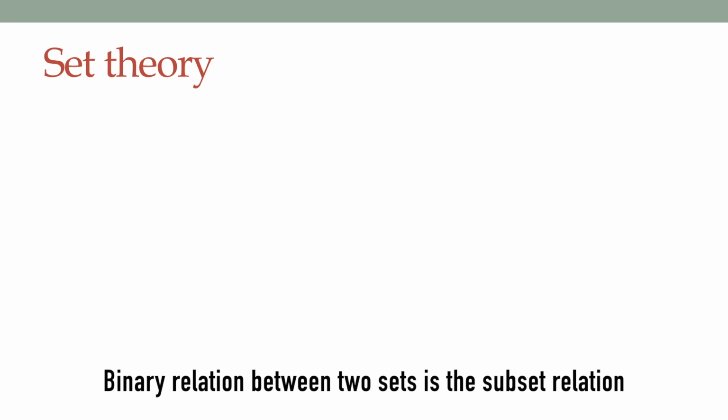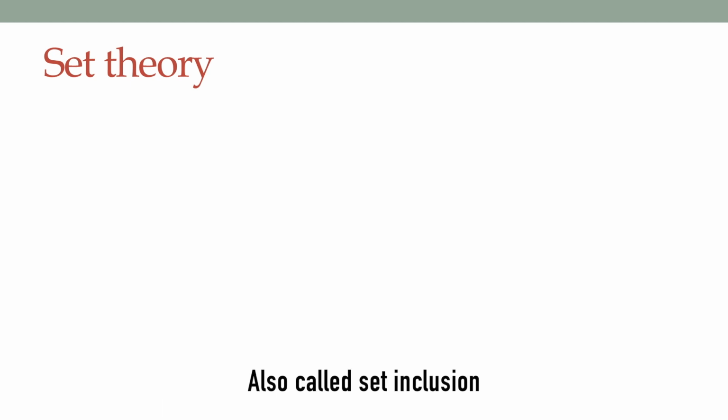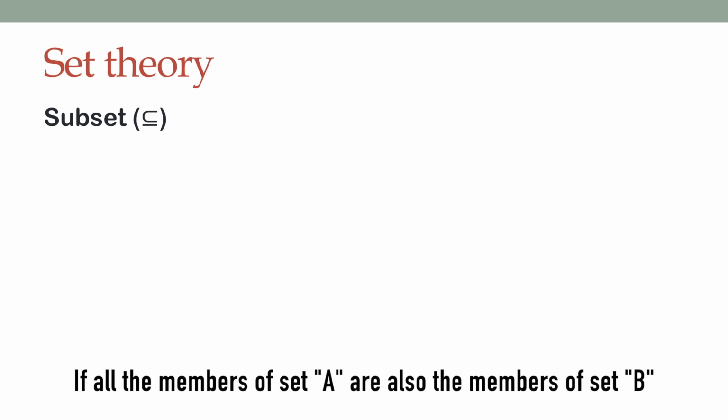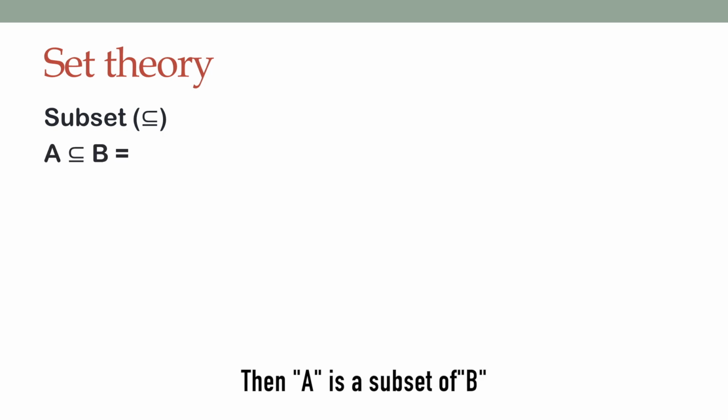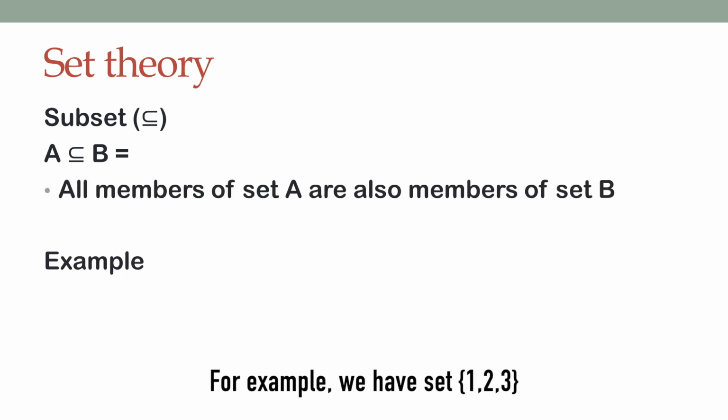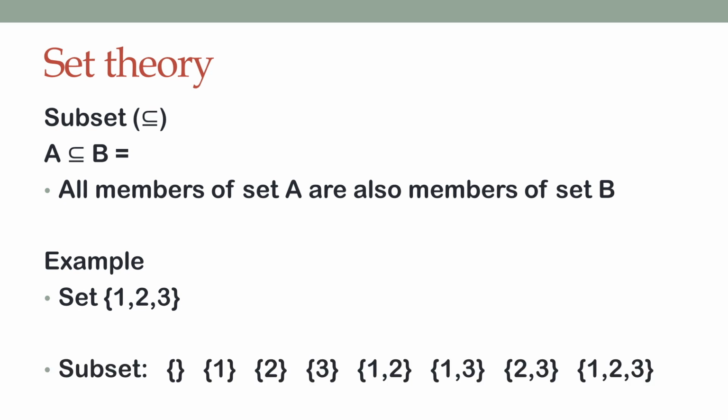The binary relation between two sets is the subset relation, also called set inclusion. If all the members of set A are also the members of set B, then A is a subset of B. For example, we have set {1, 2, 3}. Possible subsets are {}, {1}, {2}, {3}, {1, 2}, {1, 3}, {2, 3}, and {1, 2, 3}.